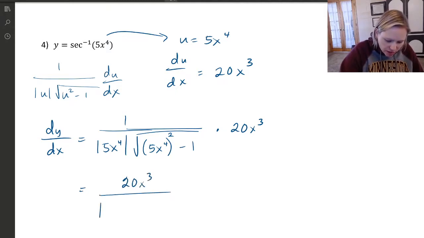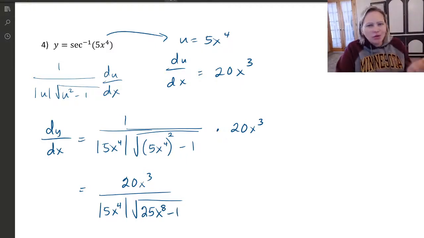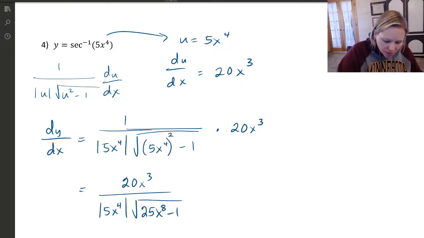All right, this is trapped in an absolute value, so we're going to have to think about this before we release it and simplify. But underneath here, we're going to have 25x to the 8th minus 1. I can't square root that. We're just going to leave that alone. But this value here under the square root, let's think about this. We have an even power and an even 5.